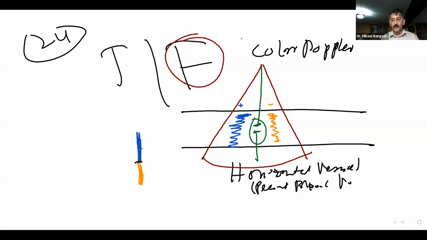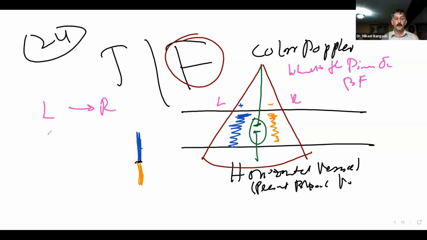And now it's going to be my crazy question. If this was your direction, what is the direction of the blood flow? Does it flow left to right? Or does it flow right to left?